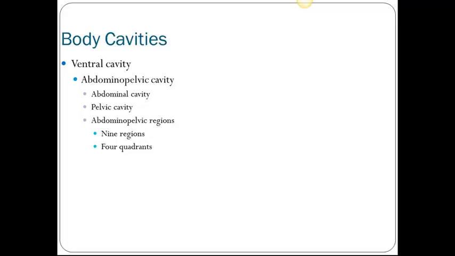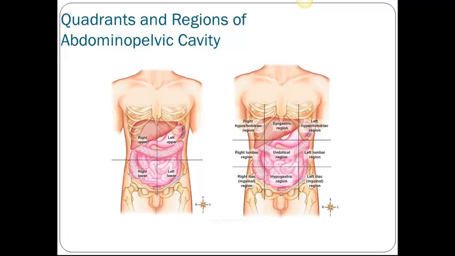So the abdominal cavity contains the stomach, intestines, liver, gallbladder, pancreas, and spleen. The pelvic cavity contains reproductive organs, urinary bladder, and the lowest part of the intestines. The abdominopelvic region can be split into 9 regions and 4 quadrants. Here's a picture of the quadrants and the regions of the abdominopelvic cavity.